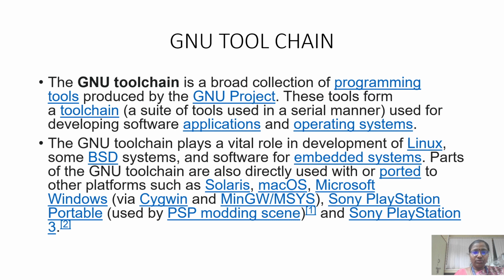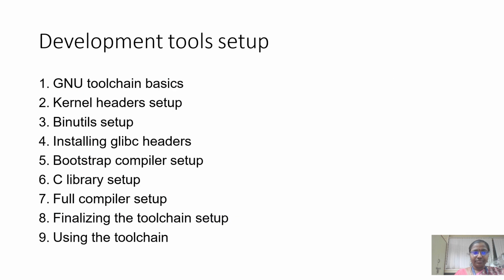The GNU tool chain plays a vital role in the development of Linux, some BSD systems, and software for embedded systems. Part of the GNU tool chain is also directly used with, or ported to, other platforms such as Solaris, Mac OS, and Microsoft Windows. So what are the steps in the development of these tools?